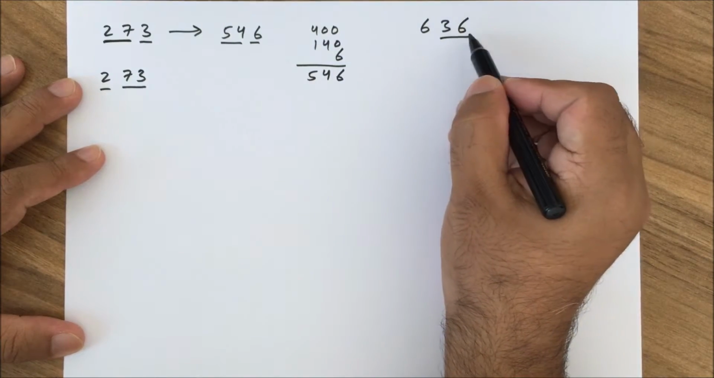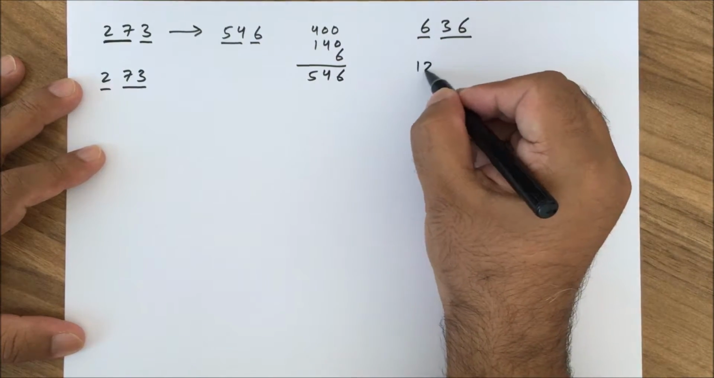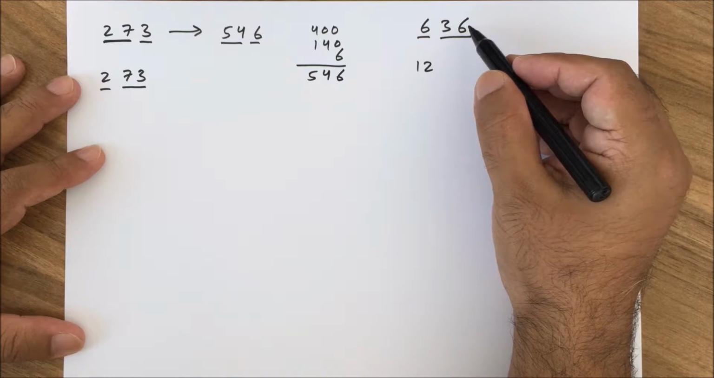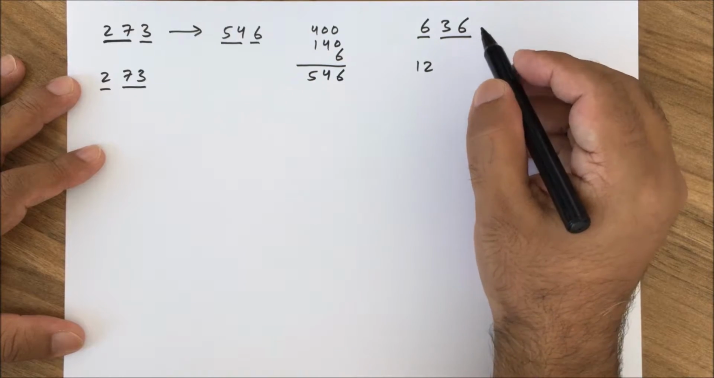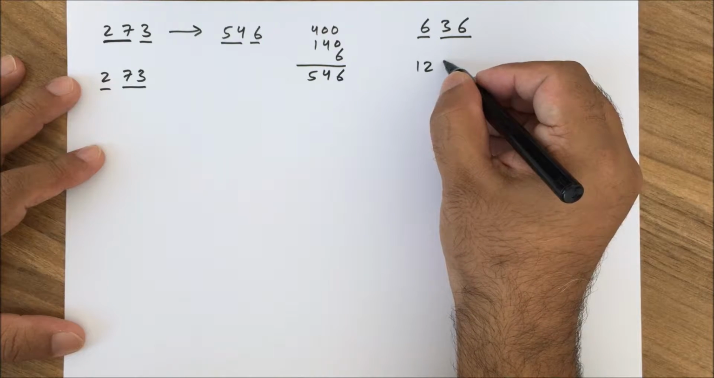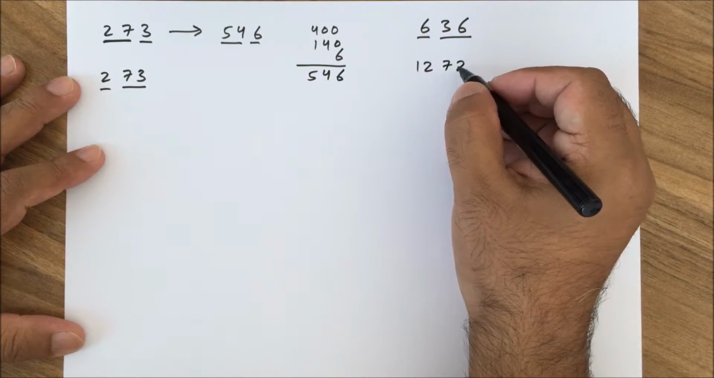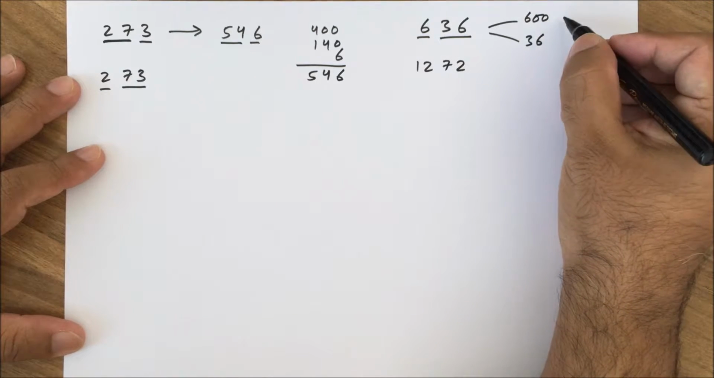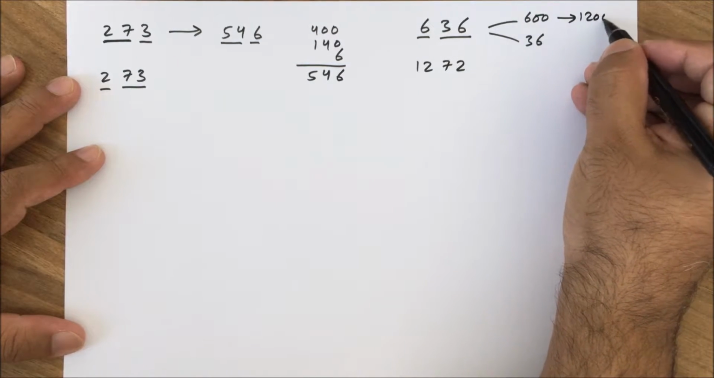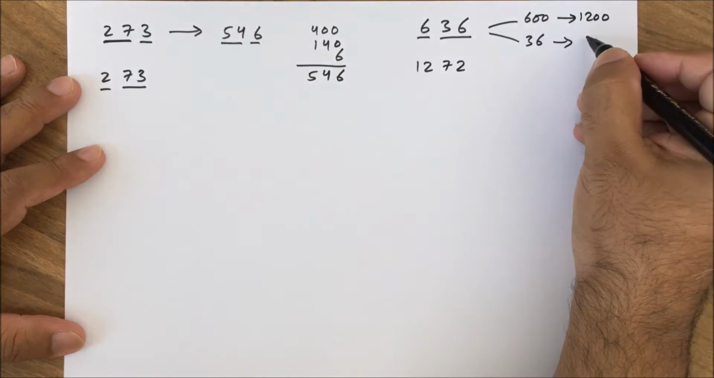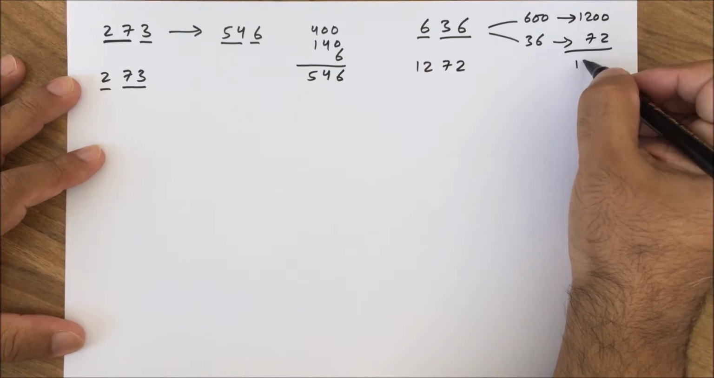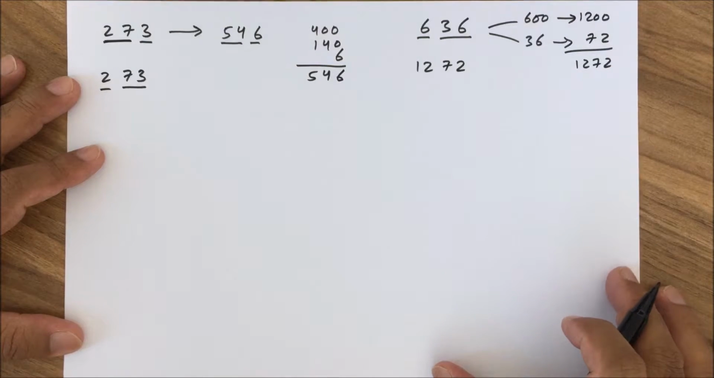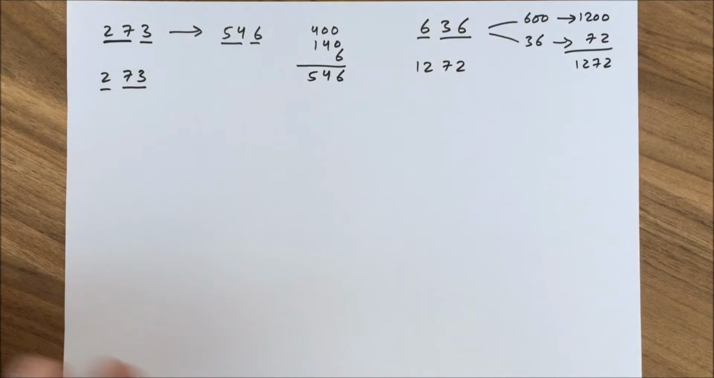So let's say 636. Here I can split here. Double of 6 is 12 and double of 36 is double of 30. Double of 30 is 60 and double of 6 is 12. So 60 plus 12 is 72. Or you can do 636: double of 600 is 1200 and double of 36 is 72. Add them up to make 1272. Okay, do this practice and then we'll move on.